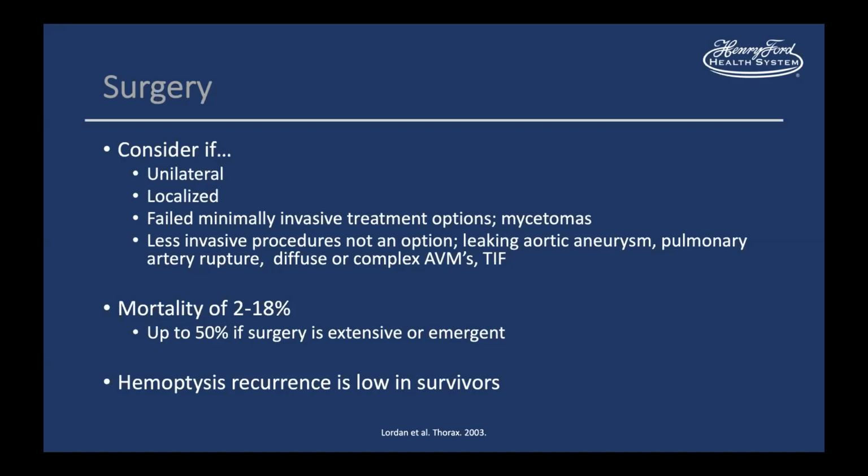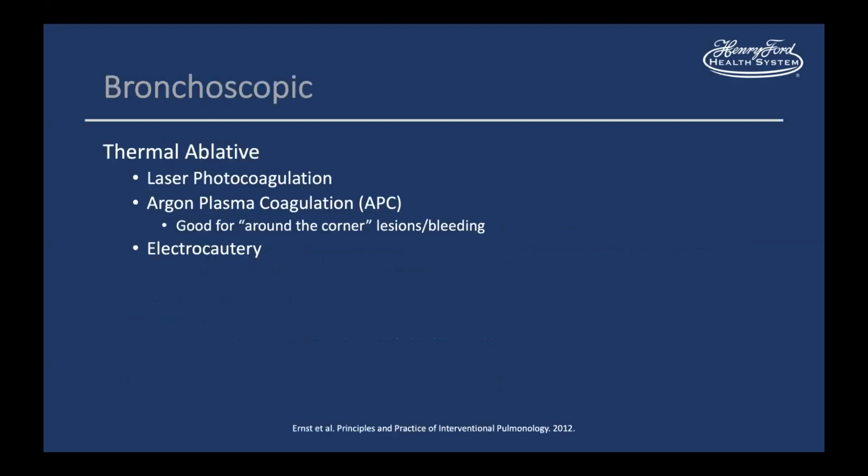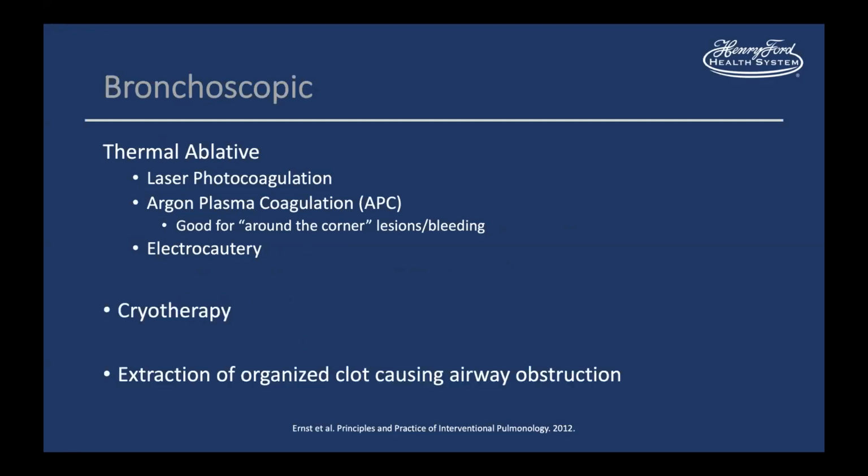The mortality for patients in surgery is 2 to 18%, and it's significantly higher if the surgery is emergent or extensive. And hemoptysis recurrence is low, as you can imagine. And then bronchoscopic options. So thermoablative tools can be used to control bleeding. Again, this is mostly in the setting of endobronchial disease. So we can use laser, argon plasma coagulation, or electrocautery to help control bleeding. Cryotherapy can also be used to control bleeding, as well as help extract clot that is causing obstruction in the airways.